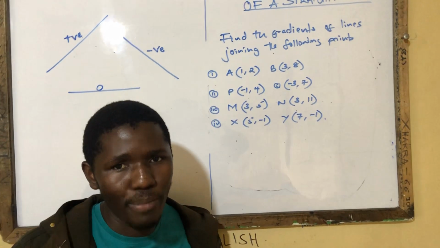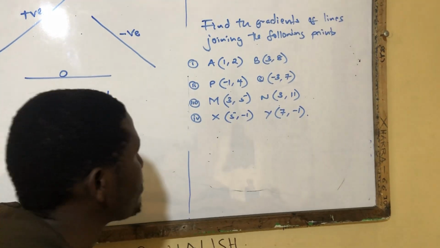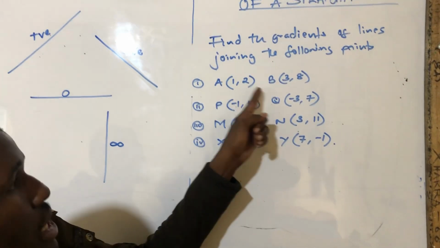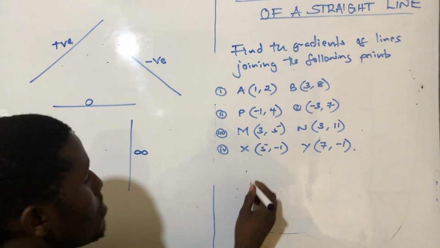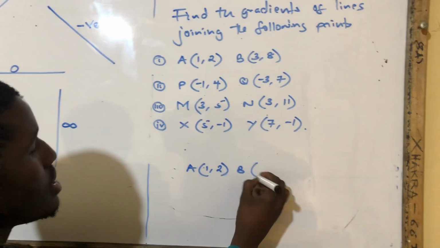Let's consider these examples. I will start with the first one. We have got a line passing through the points A and B, in which the coordinate of A is (1, 2), and that of B is (3, 8).